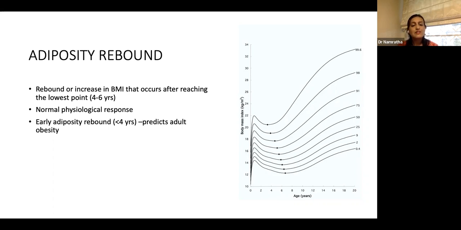Adiposity rebound is a normal physiological pattern that is seen in all children, but the age at which it happens, as you can see here, as the weight or the BMI increases, is a much earlier age. Studies have shown that early adiposity rebound, which is less than 4 years of age, is a predictor for adult obesity. And the age before which adiposity rebound occurs is a potential time frame for us as physicians to intervene and to implement preventive strategies.